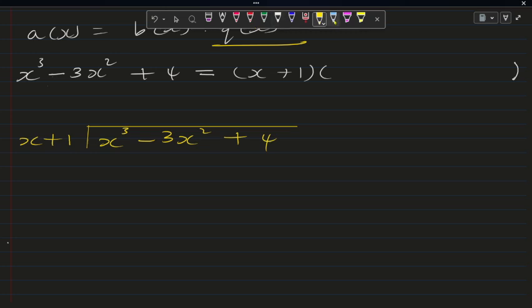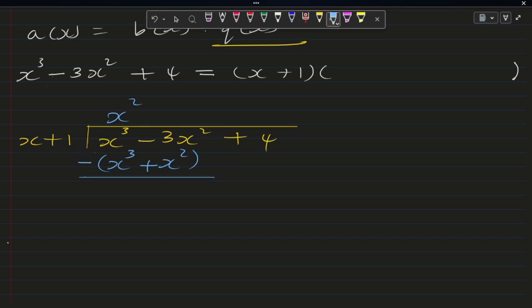Okay, so you will recall that we have a few steps when we are facilitating this process of long division. So the first one is the division. So we say x cubed divided by x. This will give us x squared. Okay, and then after that we multiply. We take x squared and then we multiply it by x plus 1. And then if we do that, we will get that this is equal to x cubed, and then x squared times 1, this will be positive x squared.